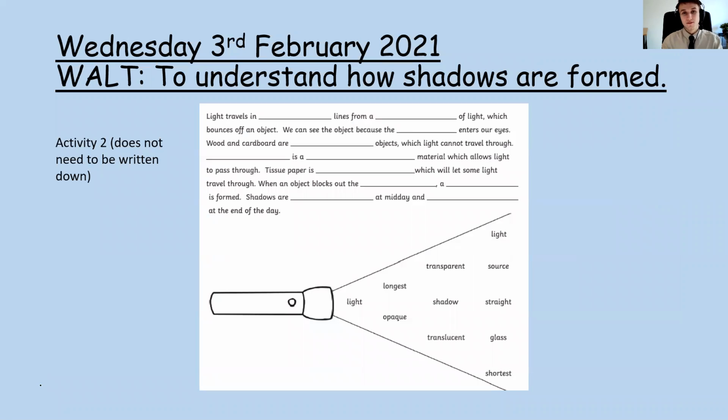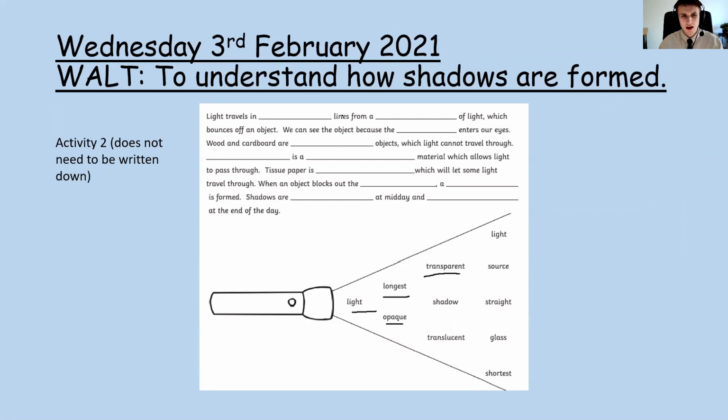Activity number 2. For this one, you don't need to be writing anything down in your book. Just have a read through the passage here and see, where do these words belong in the passage? As you can see, we've got some missing spaces in that paragraph there. You need to fill in those missing spaces with the words. You don't need to write them down. Just have a read through and think, what word should go there?